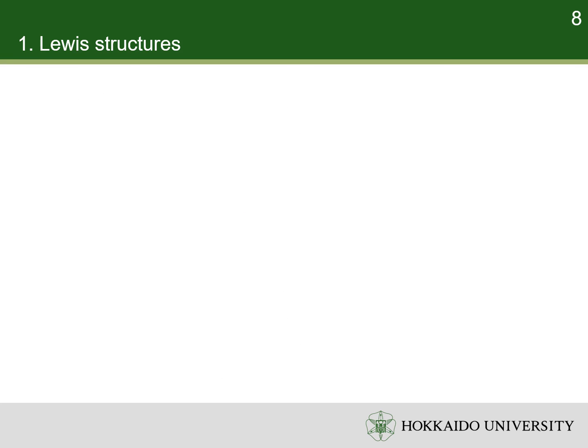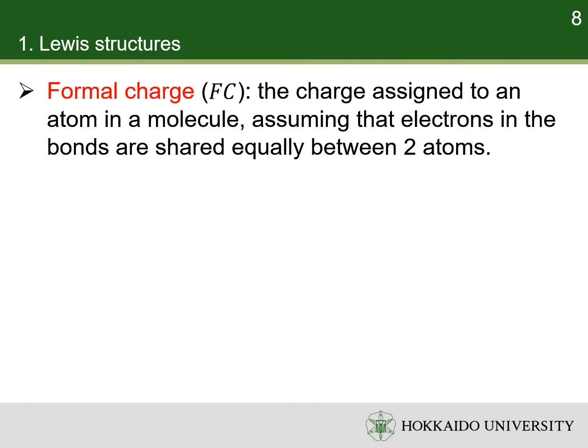Sometimes, we can draw multiple Lewis structures for a single molecule. We have to determine which one is the best. The best Lewis structure is the one that reproduces the real molecular structure. Formal charges are used to determine the best Lewis structures. The formal charge of an atom is the charge assigned to an atom in the molecule, assuming that the electrons in the bonds are shared equally between two atoms.